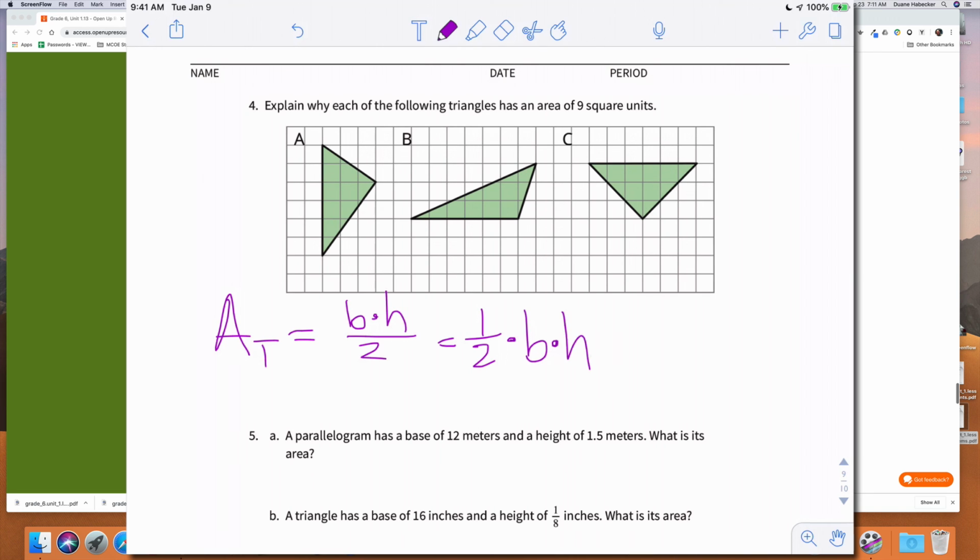So there are 2 different ways that we could think about the area of a triangle. We could think of it as base times height divided by 2, or we could think of it as 1/2 times base times height. They both work. It's the same thing.